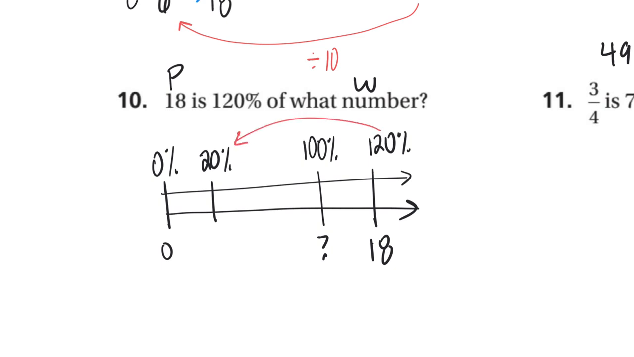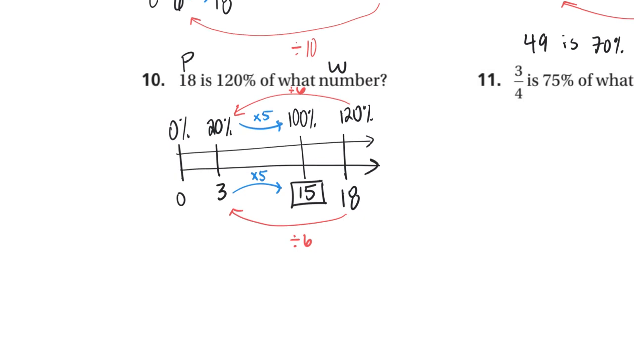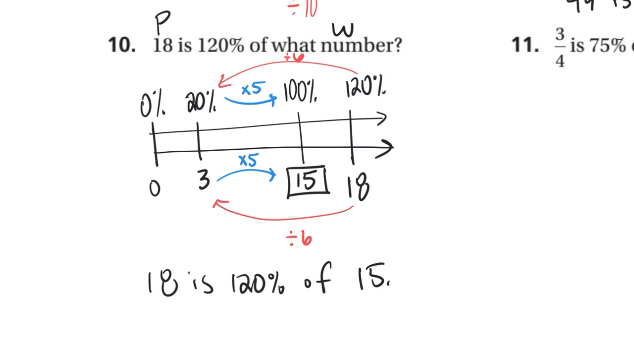How many 20s go into 120? That's 6. So let's divide by 6, and let's divide by 6 on the numbers. 18 divided by 6 is 3. Then I know that 5 20s gets me to 100%, so 5 groups of 3 gets me to our answer. Our answer here is 15. So 15 is the whole, the whole amount, what we started with. 18 is 120% of 15.